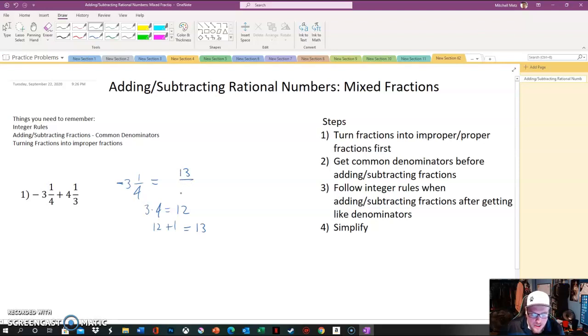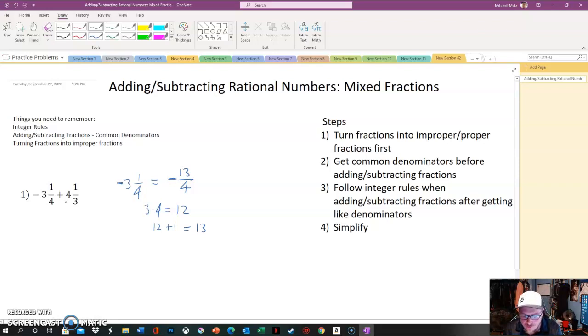Now, this number is the top of my improper fraction, 13. And now, all I need to do, remember back to my rules, is rewrite the 4 underneath as my denominator. And now I have my improper fraction. Because that was a negative fraction, this has to also be a negative fraction. So it's negative 13/4.